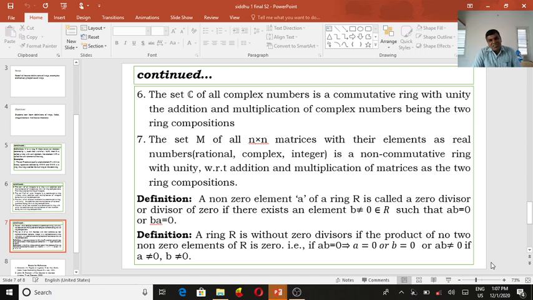Why am I not discussing the set of all natural numbers? In the case of natural numbers, there is no minus sign, and 0 is not there. Suppose you take 2 in the natural numbers, 3 is a natural number. 2 into 3 is 6, a natural number. 2 is there, 3 is there, 2 plus 3 is 5, a natural number. Suppose we take 2 minus 3, we get minus 1. Minus 1 does not lie in N.